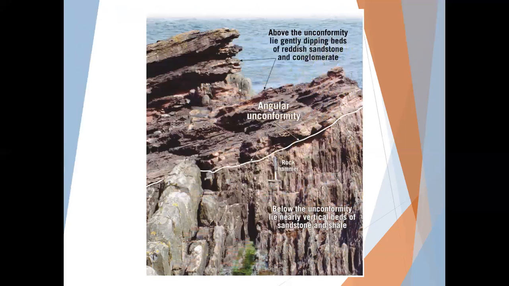This is looking at an actual picture of an angular unconformity. They have a rock hammer in there for size, so you have an idea of how big these rocks are. And you can see that the rocks are actually running in different directions. Not only are they different colors, but these rocks are running in different directions that they were laid down. And they will have different compositions. The rocks beneath are made of sandstone and shale, and the rocks at the top are a different sandstone, a reddish sandstone, and conglomerate. So they have different identities, they were laid down differently, and since then they've actually even been moved a little bit.